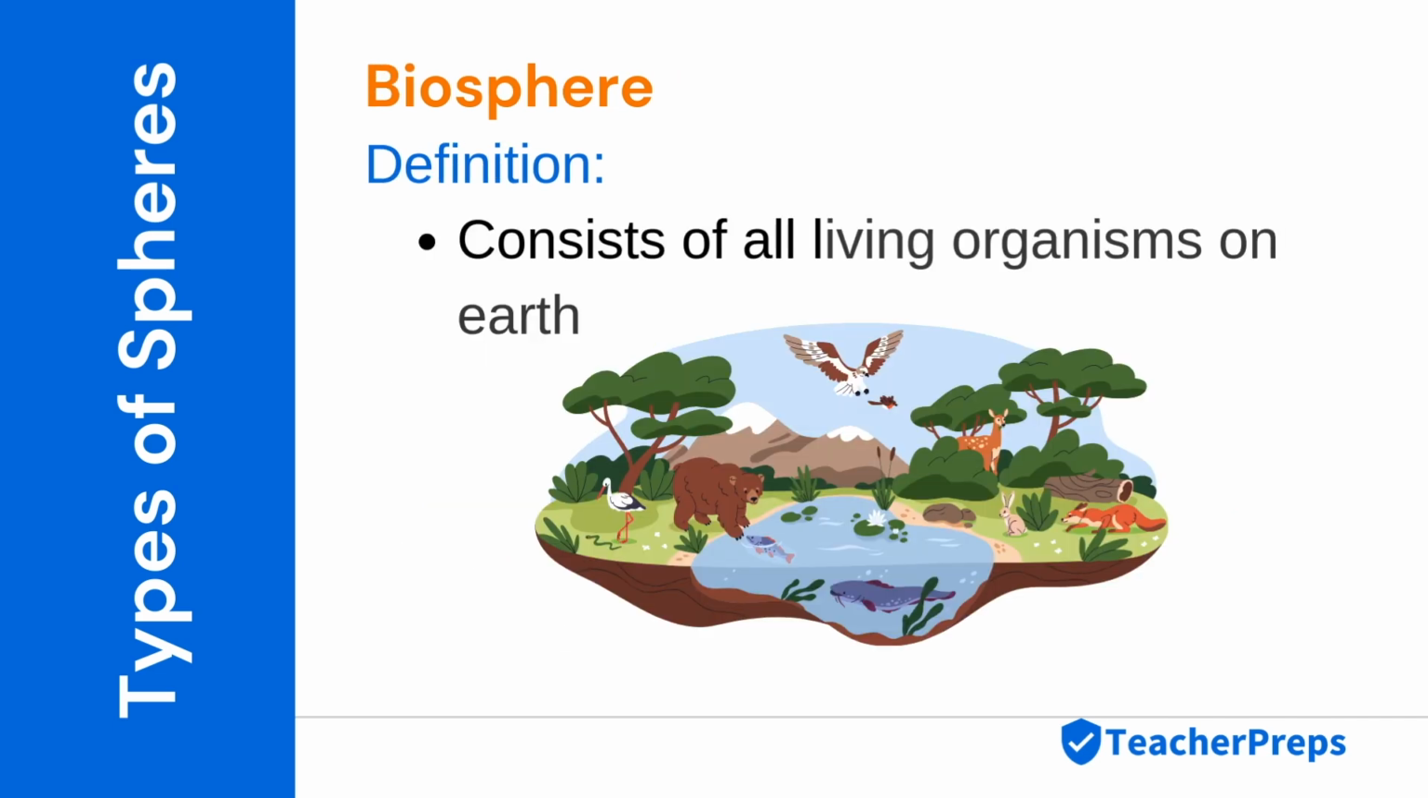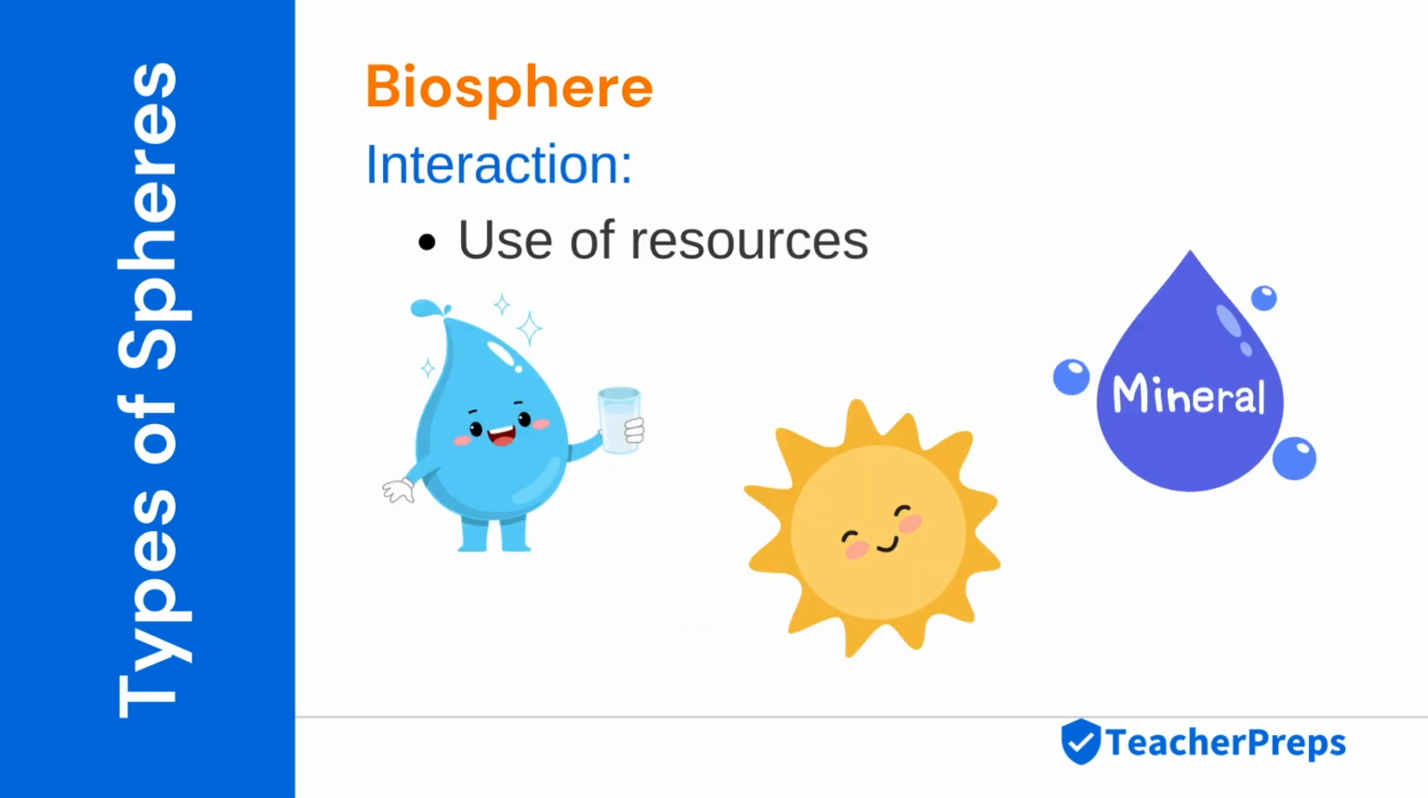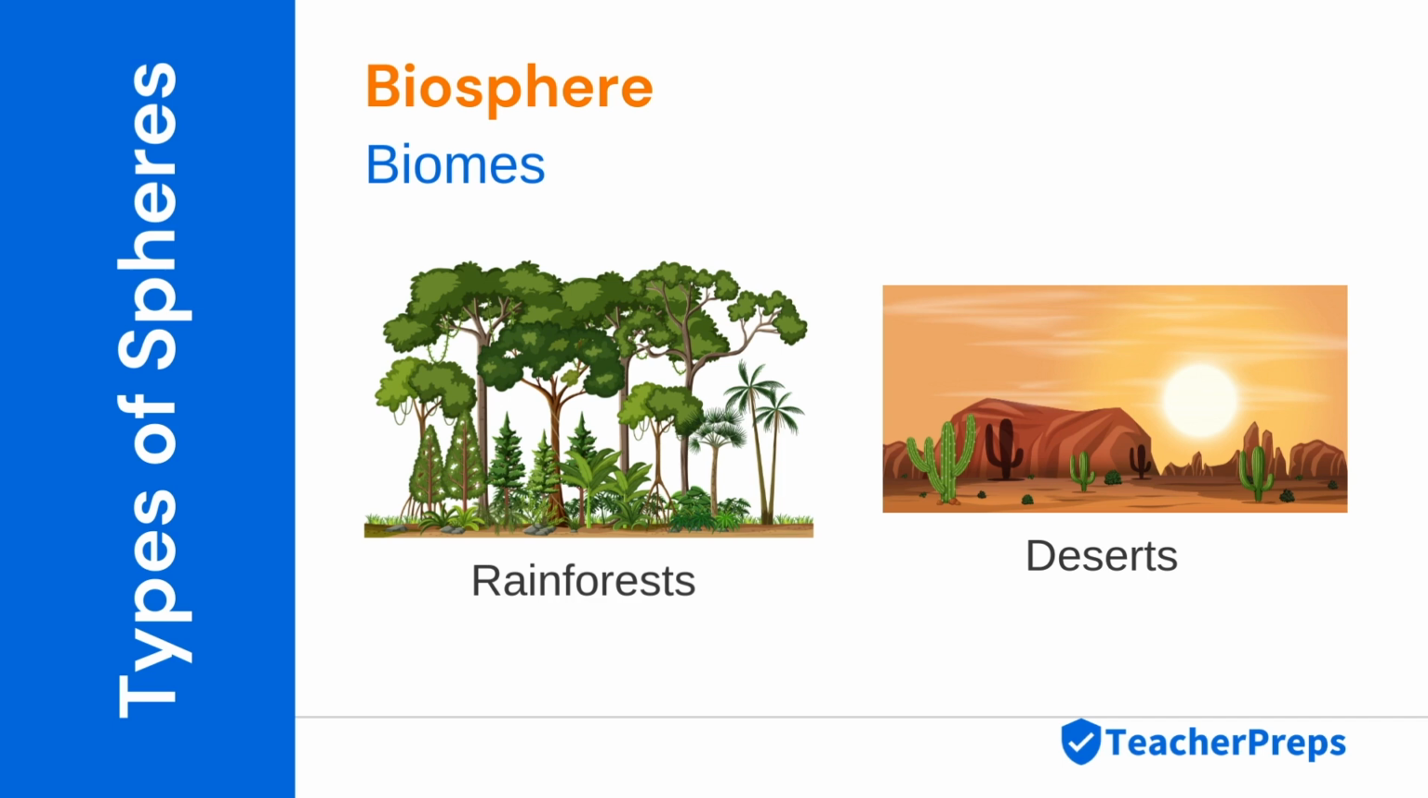The biosphere consists of all living organisms on Earth, including plants, animals, and microbes. It interacts closely with other spheres by using resources like water, sunlight, and minerals. Moreover, Earth has different climates around our planet, and each, such as rainforests and deserts, supports life too.